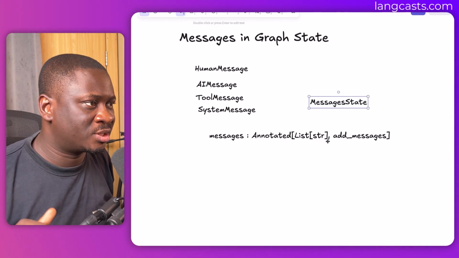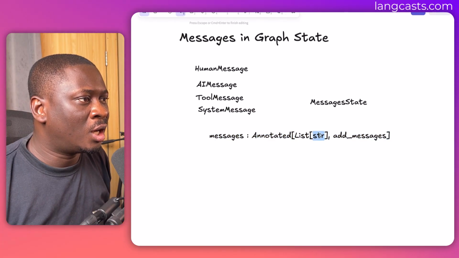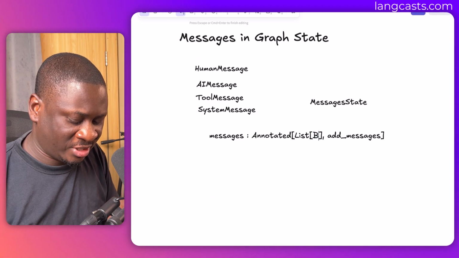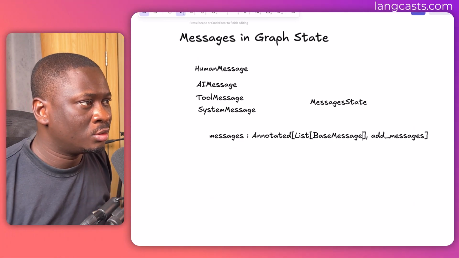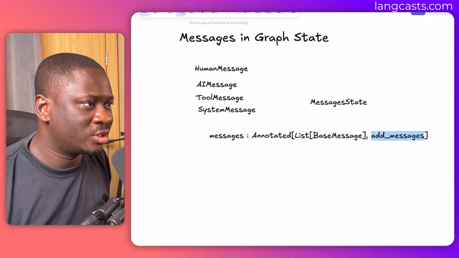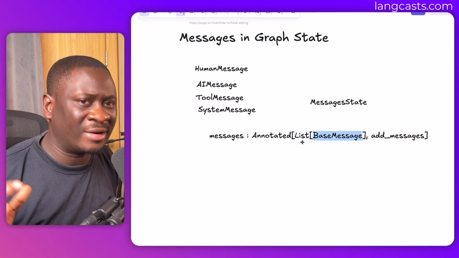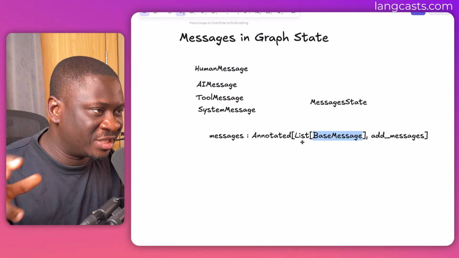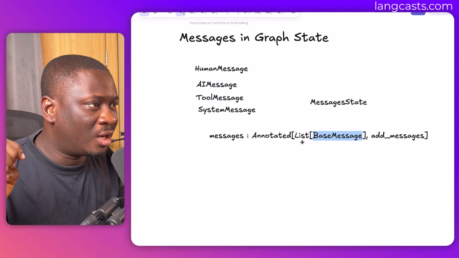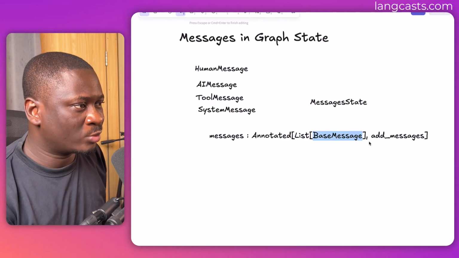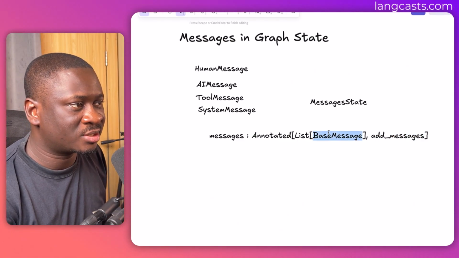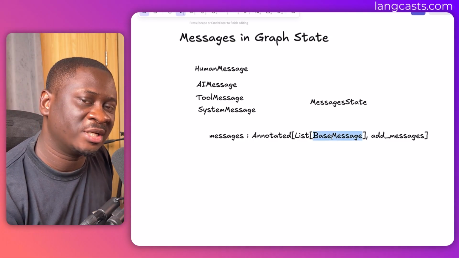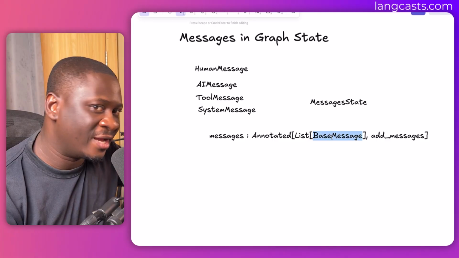Now before we talk about MessagesState, one more thing here. By the time you start using add messages, it's better you define this as a base message. Once you start using add messages, this becomes base message because you now don't have a list of strings. You actually have a list of standard LangChain message types, so that when add messages is adding to this list, it won't throw an error. We're using base message because it is the base class for every type of message in LangChain.